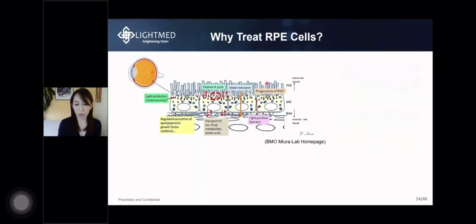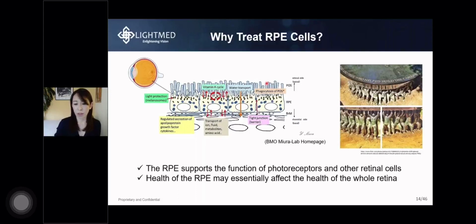So it means RPE is working like this. You can see in this picture, RPE is just one layer at the backside of the very big retina, but it's a very invisible hero, so to say. RPE supports the function of the retina. Therefore, the health of the RPE essentially affects the health of the whole retina. So therefore, we want to treat RPE.